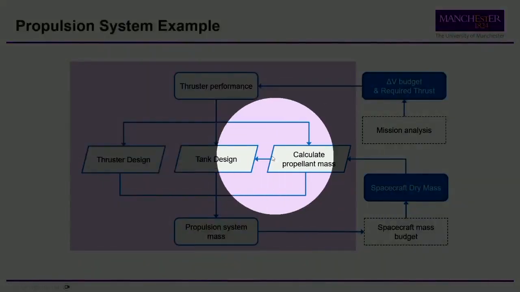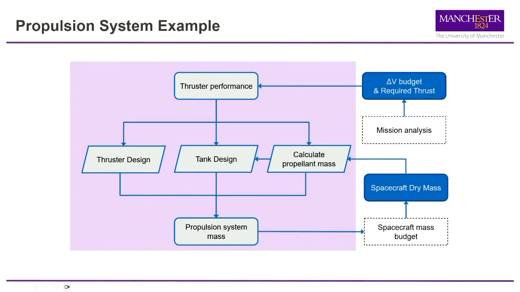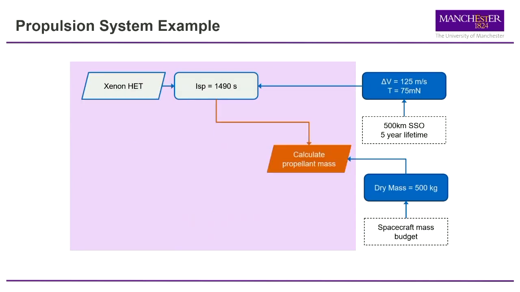Then we also have various different calculations that we want to be able to make to produce these values. We're going to look at something around thruster performance, the thruster design itself, and the tank design. We're going to calculate how much mass we need of the actual propellant we're interested in using, and then finally get down to the propulsion system mass. This is where, when you're building your systems model, you might need to start making some assumptions or start narrowing down on different subsystem options.